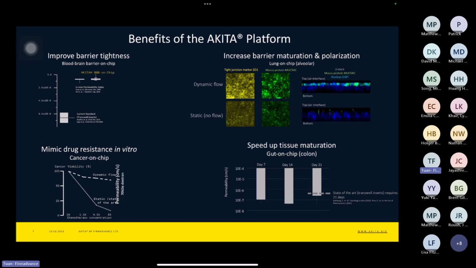So this is just one quick recap about the capacities of the platform. I will go into more detail with all the models. We have the blood-brain barriers, where we can improve the barrier tightness, allow small or large molecules to cross the barriers, and approach the in vivo values of barrier permeability, and increase the barrier maturation and polarization with the platform thanks to the flow. We can apply it later for mimicking drug resistance in vitro with patient-derived organoids or cancer on chips, and also speed up the maturation time for the experiment.